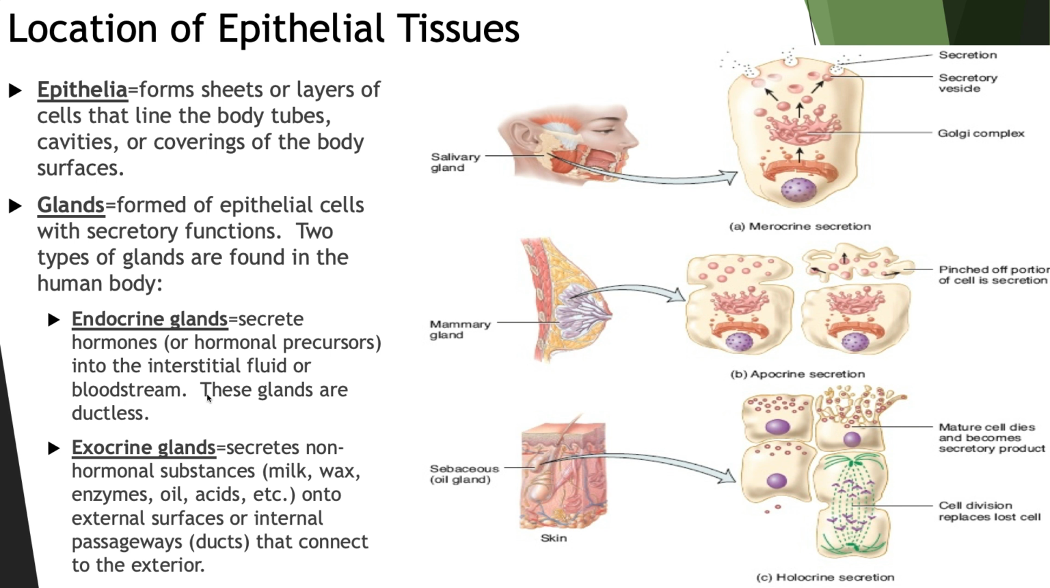And exocrine glands, which are essentially glands that secrete non-hormonal substances, think milk, wax, enzymes, oils, acids, that sort of thing, onto the external surfaces or internal passageways that connect to the exterior. Exocrine glands do have ducts. So that's one way that you can separate them. Essentially, it boils down to this. Endocrine glands secrete hormones directly into the bloodstream, and they don't secrete anything by ducts. Exocrine glands secrete everything else and do have ducts.